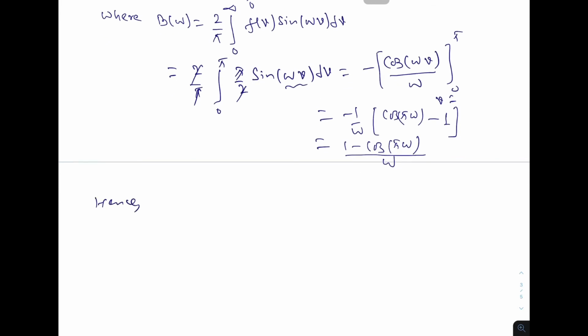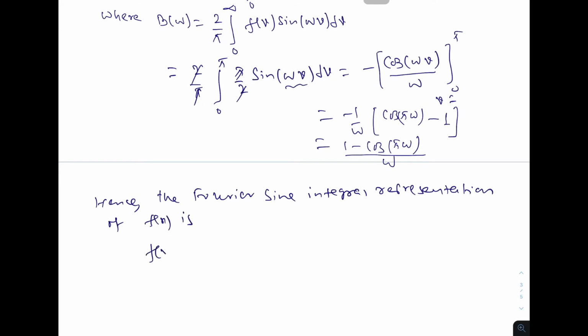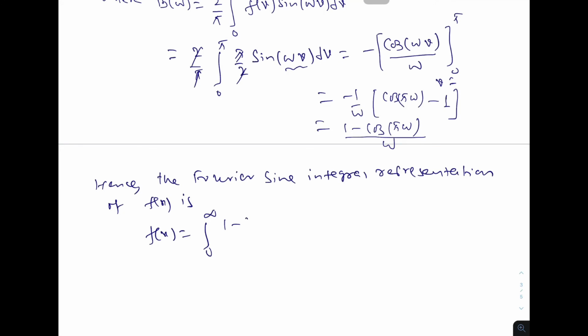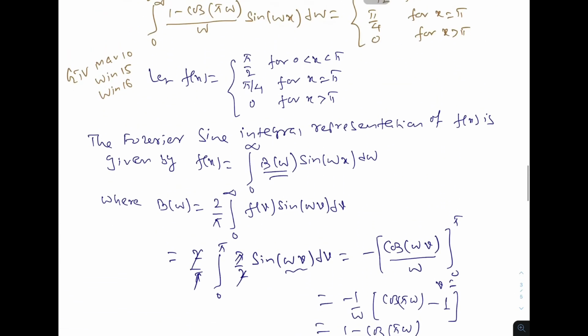So hence the Fourier sine integral representation of f(x) is f(x) equal to integration 0 to infinity b omega, and that is 1 minus cosine pi omega over omega, sine omega x d omega.